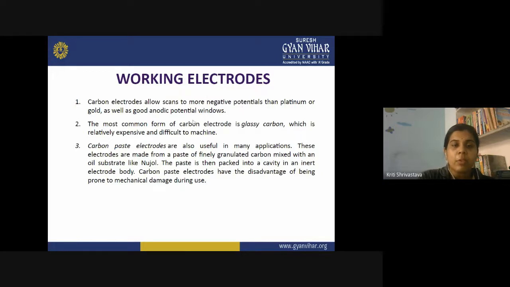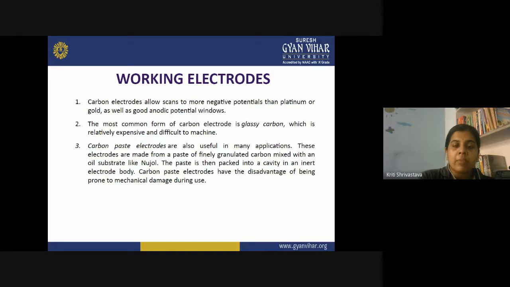The most common form of carbon electrode is the glassy carbon electrode, which is relatively expensive and difficult to machine. The glassy carbon electrode is nowadays commonly used along with voltammetry. In addition to that, we also have the carbon paste electrode. They are also useful in many applications.